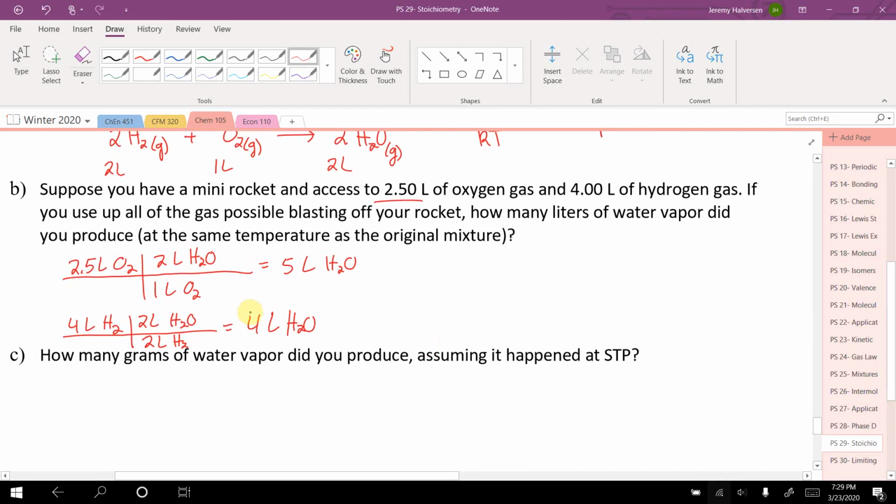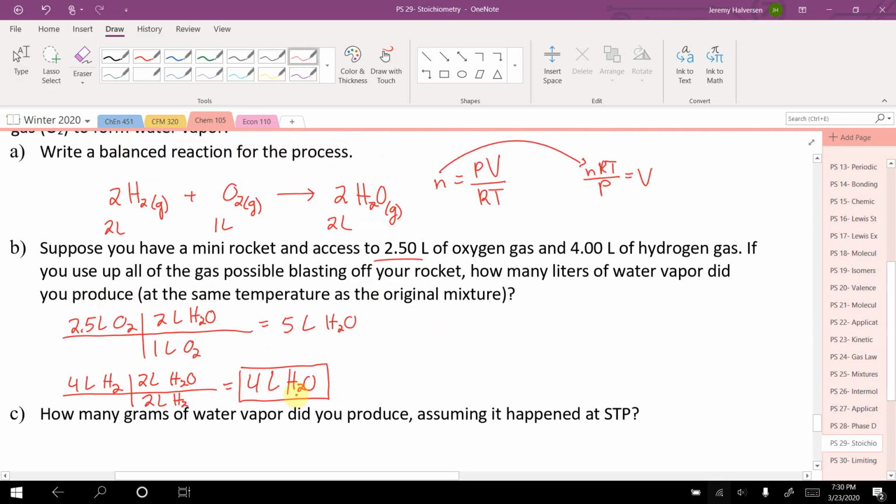So which one am I going to make? I'm going to make the 4 liters because I'm running my reaction. Once I make 4 liters of water, my hydrogen's gone. And so I'm never going to get this high because my hydrogen runs out and my reaction stops.